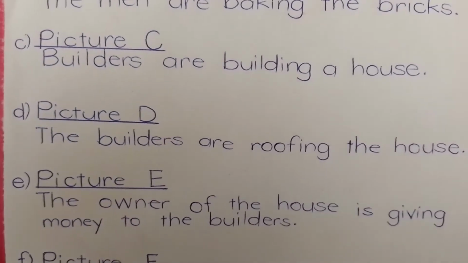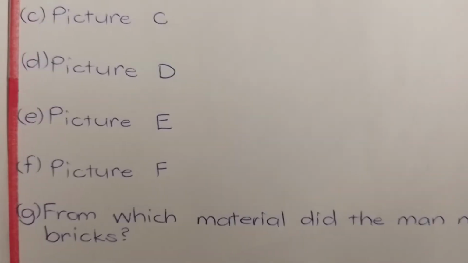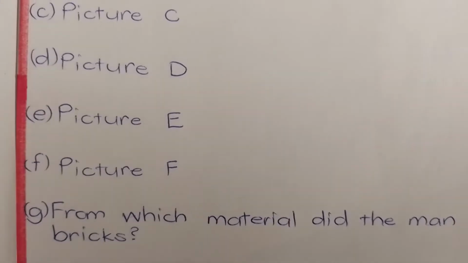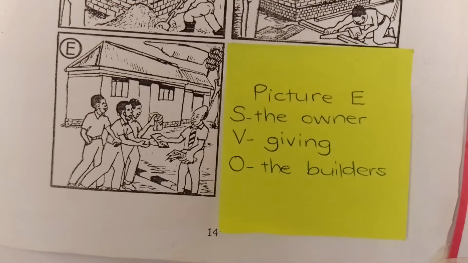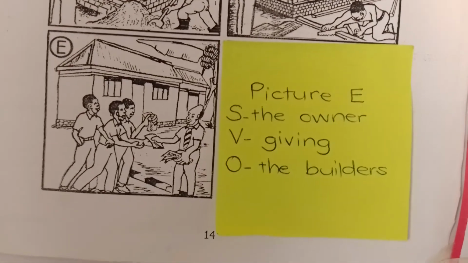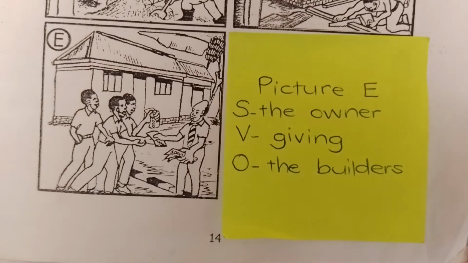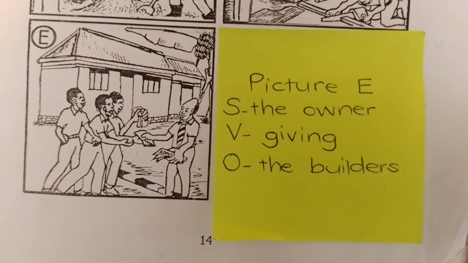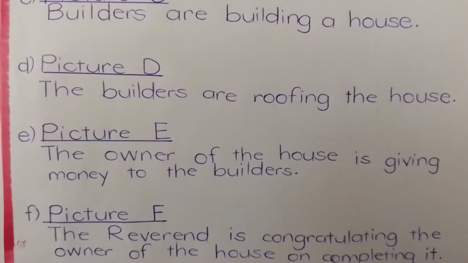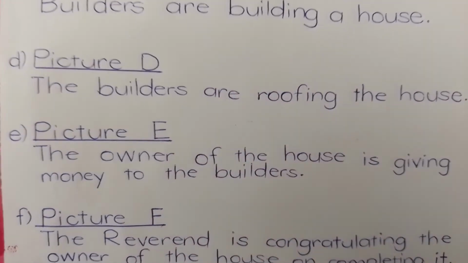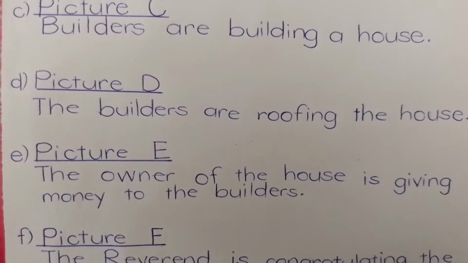We are going to part E of the same question, and we are supposed to describe picture E. In picture E, we have the owner giving the builders. What is the owner giving the builders? So we shall say the owner is giving money to the builders. The owner of the house is giving money to the builders.